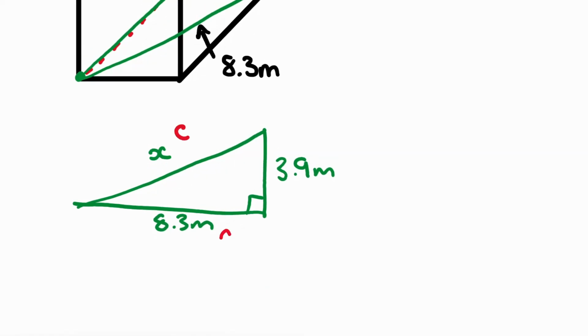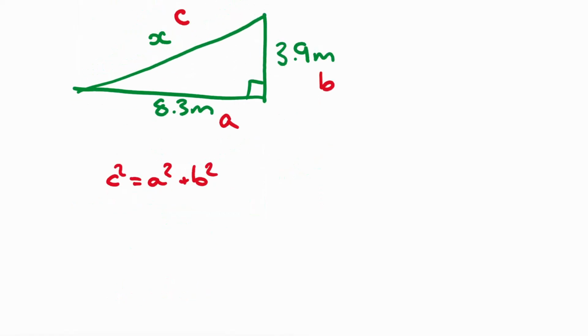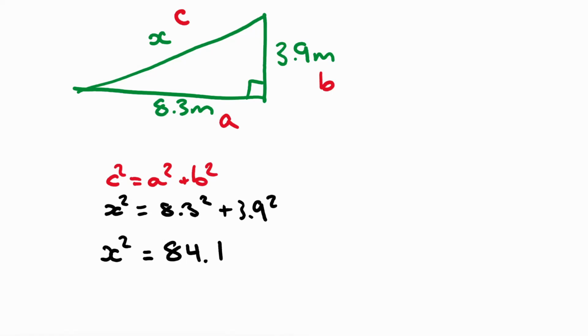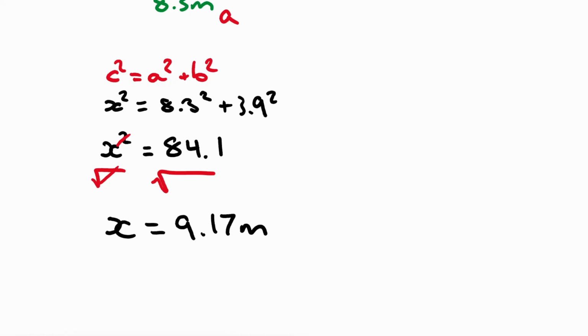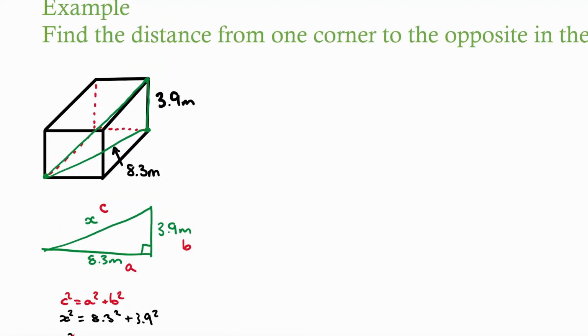We've got C, A, B. So I know that C squared equals A squared plus B squared. So I know that X squared is going to equal 8.3 squared plus 3.9 squared. So X squared, let me redo that. X squared is going to equal 84.1, and as always, the opposite of squaring is square rooting, so we're going to do that to cancel out that. And I'm left with x equals 9.17 meters.